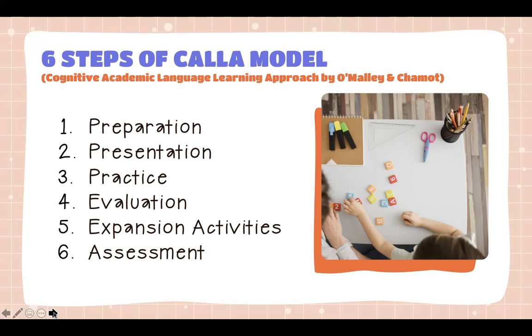The fourth step is evaluation, where after the practice phase, learners will immediately evaluate their own strategy to determine the effectiveness of their own learning. The fifth stage is expansion activities, where learners will transfer their strategy to new tasks and develop a repertoire of favorable strategies and integrate them into their existing knowledge frameworks. The last step is assessment, where the teacher will assess learners' use of strategy and impact on performance.